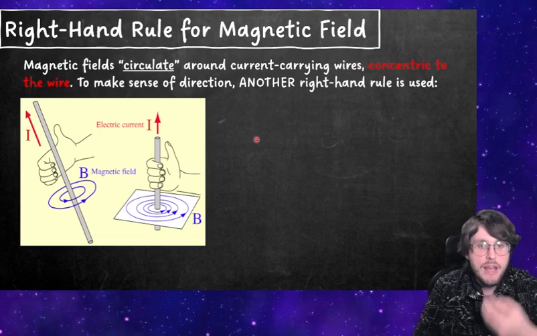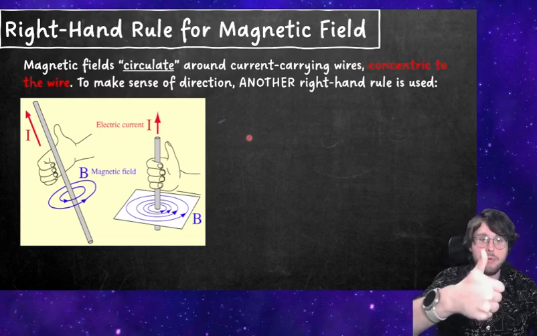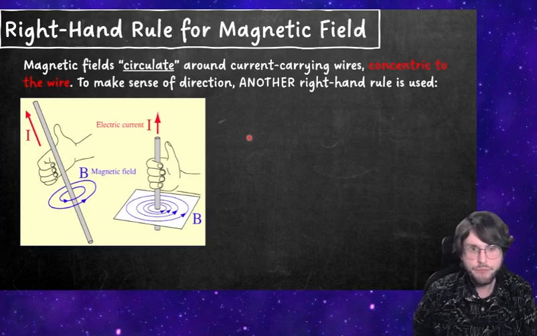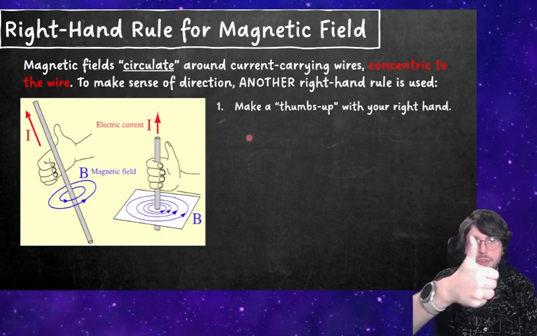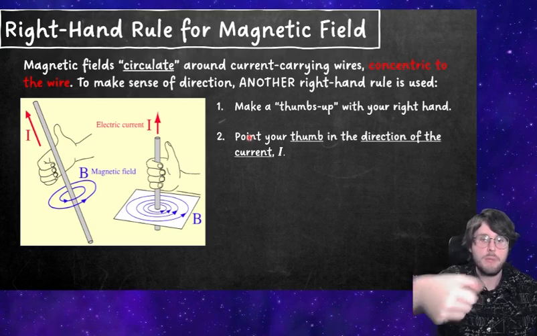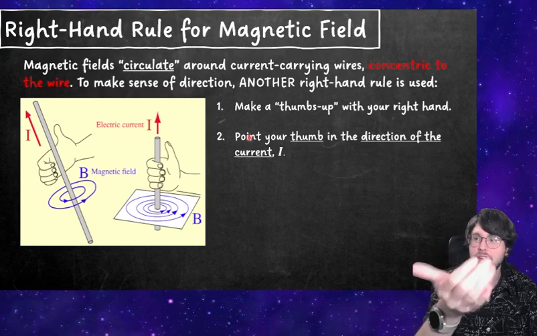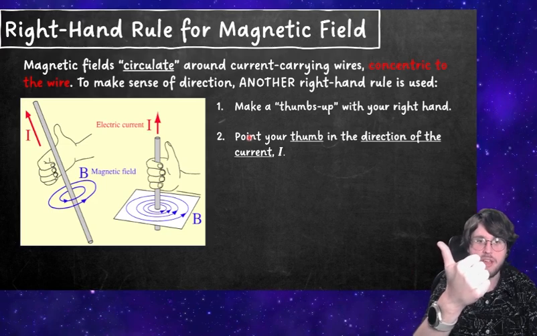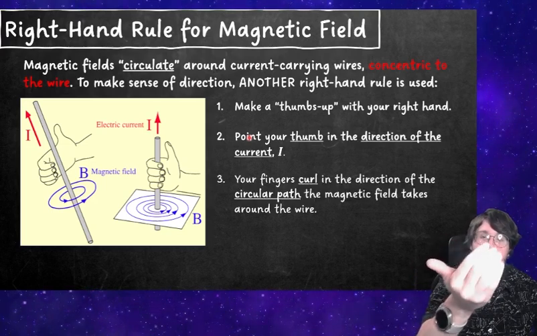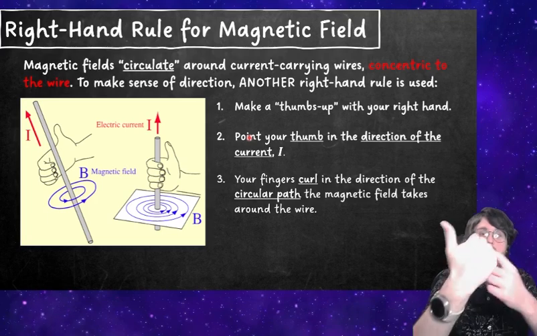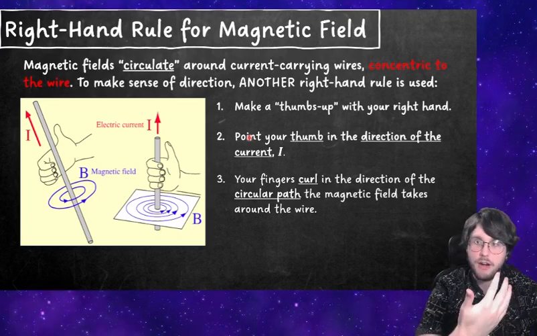And so the right-hand rule to make sense of that involves making a thumbs up with your right hand. So the step-by-step process here is that you make a thumbs up with your right hand, you then take your thumb and you point it in the direction of the current, wherever that may be, and then basically you're done. Because after that, really your fingers are naturally curling in the direction of the concentric circular path that the magnetic field lines are taking around that wire.